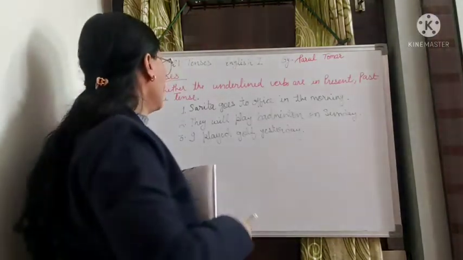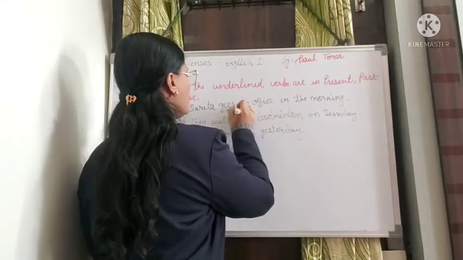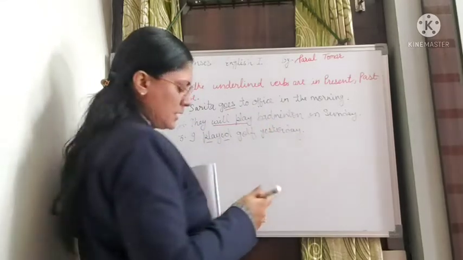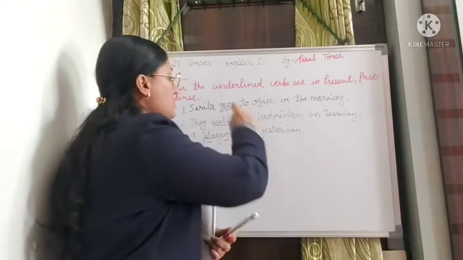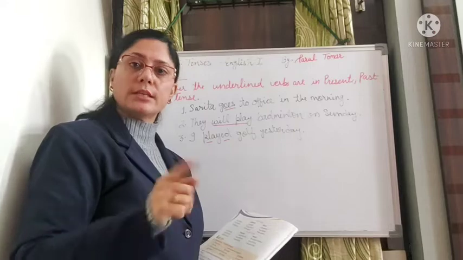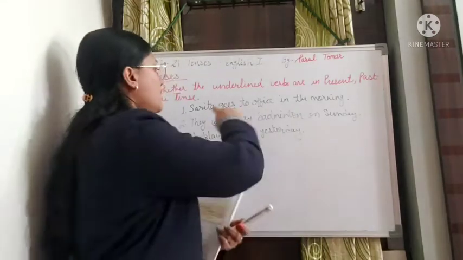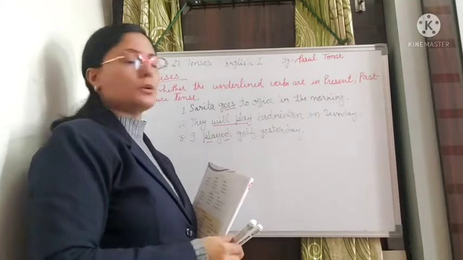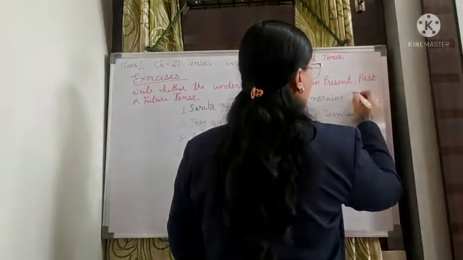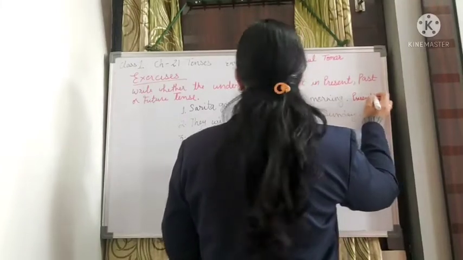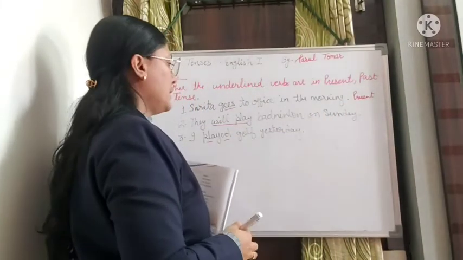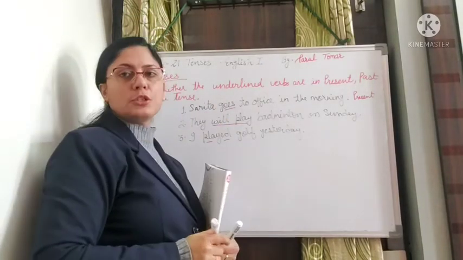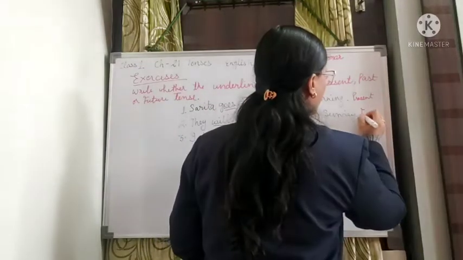Here, verbs are already underlined. Some verbs like goes, played and will play. These are underlined. Why? Because these are the verbs which decide the tense. Now, Sarita goes to office in the morning. I told you we use S or ES in present tense. So, we will write here present. Question number 2. They will play badminton on Sunday. This also I told you, will and shall are used in future tense. So, we will write here future.